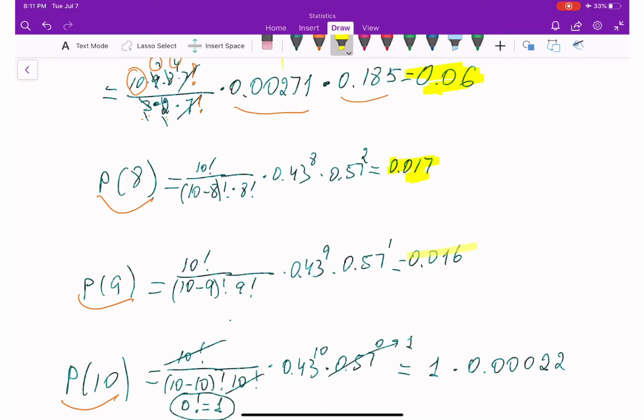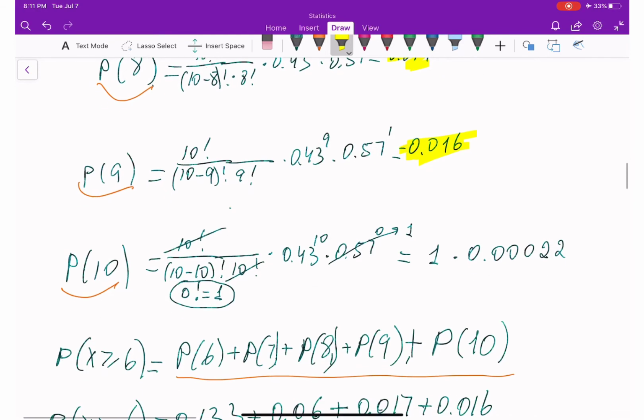7, 8, this is 9, and this is 10. Okay, by the way, important thing: factorial of 0 is equal to 1. Just so you know. Here I have 10 minus 10, because 10 out of 10. So 10 minus 10 is 0. That's why I put down factorial of 0 equal 1.